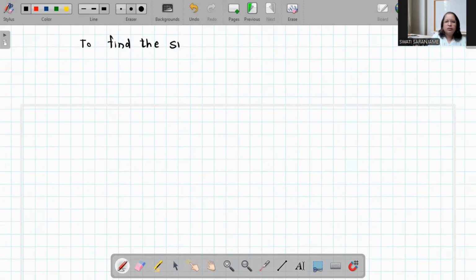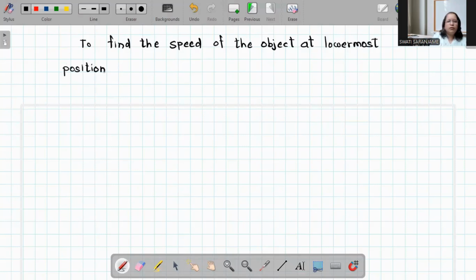So to find the speed of the object at the lowermost position, that is point B, let us use the principle of conservation of energy.